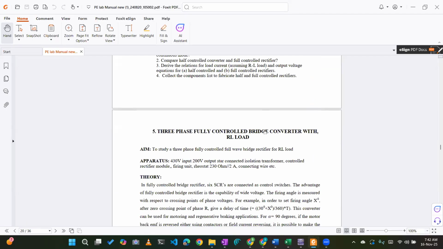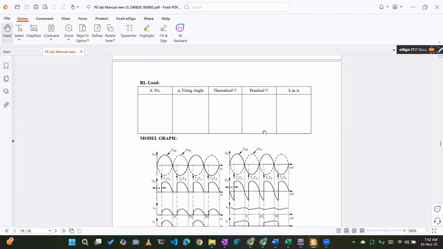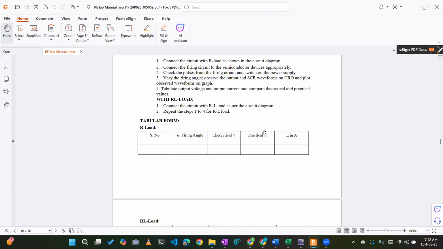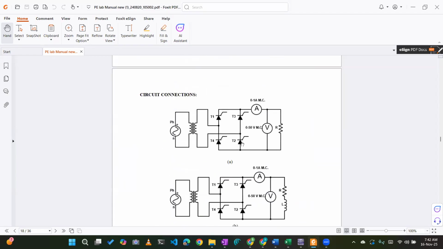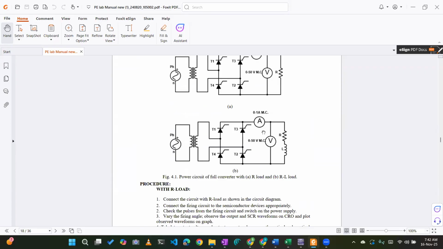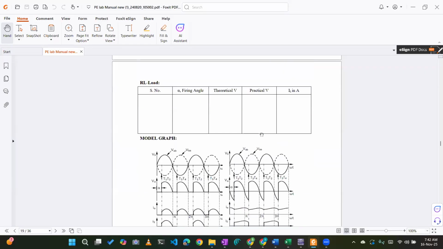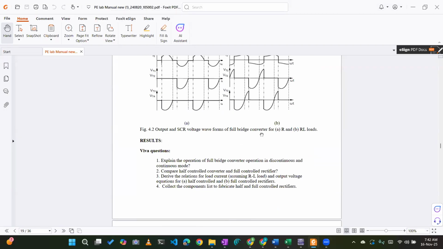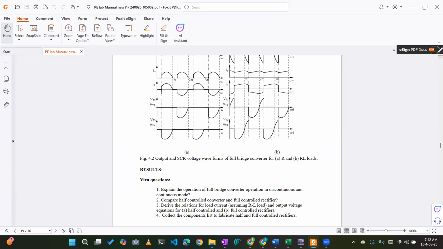So two things are done now: circuit diagram and waveform. Then explain how it works in a brief manner. What is that? In the positive cycle, T1, T2 are triggered. In the negative cycle of the input AC, T3, T4 are triggered. That much only you'll say. Then you will write the average equation. What is the average equation? The average equation is simply what we have written before.